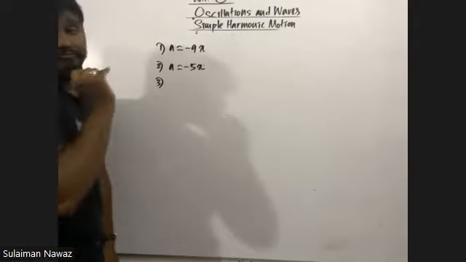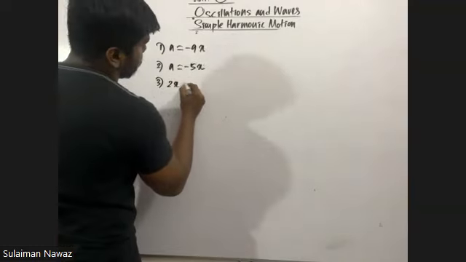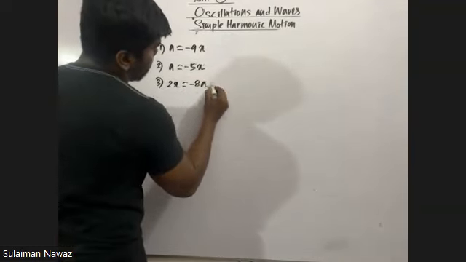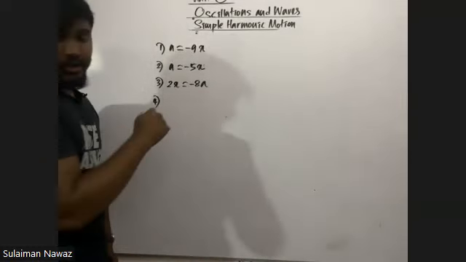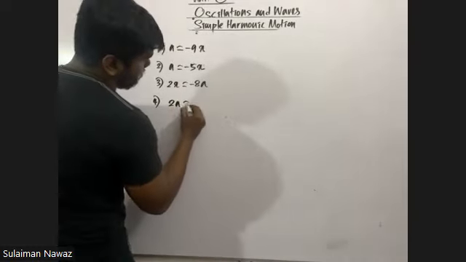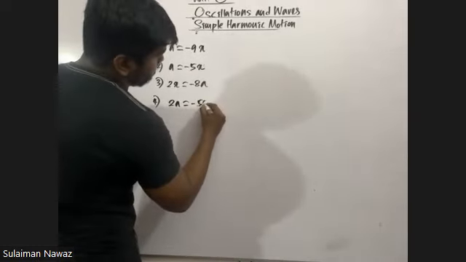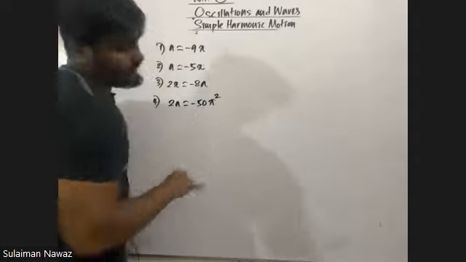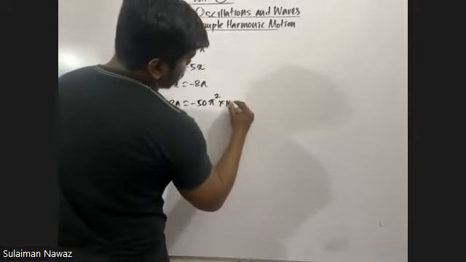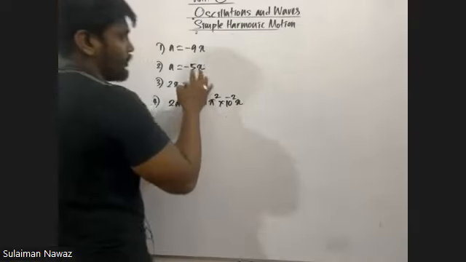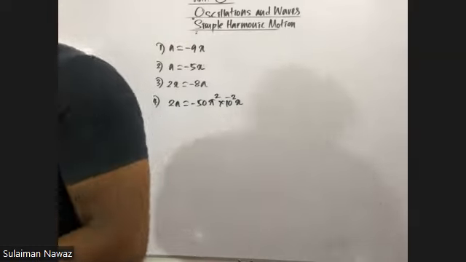Number three, 2a equals minus 80x. Number four, 2a equals minus 5 squared times 10 to the power minus 2 x. Quickly copy down this question, then we'll write the next question as well.